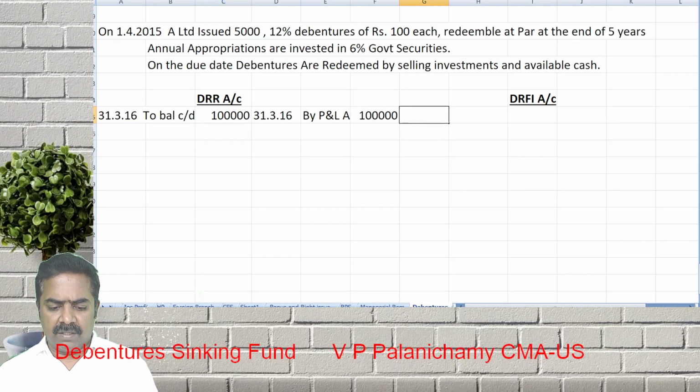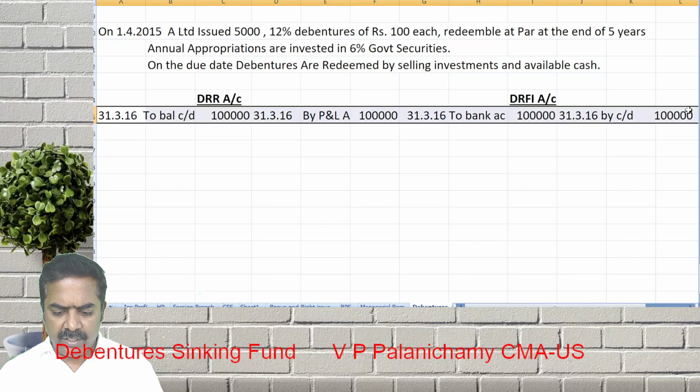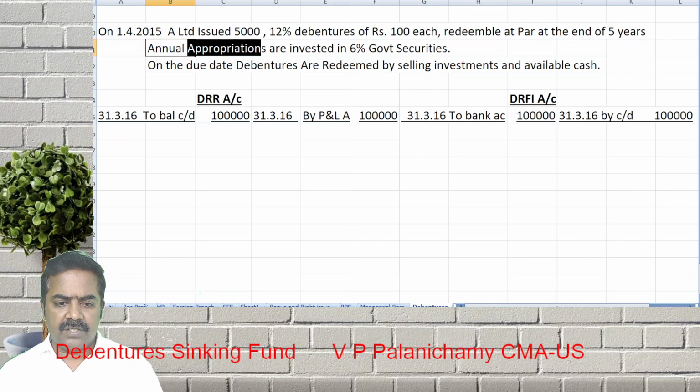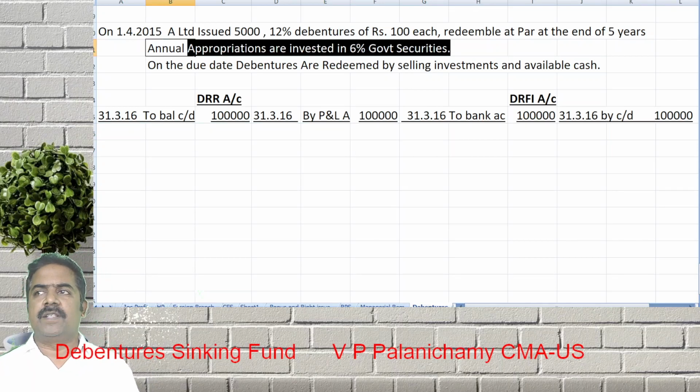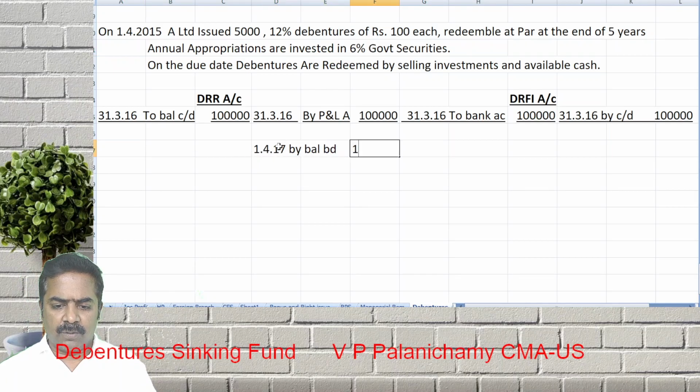Of course you have to invest the money. What is the entry for investment? On 31/3/2016 you will make the investment, right? To bank account, how much will we invest? 1 lakh you will invest. That will be carried over. 31/3/2016 by balance carried down, 1 lakh. Since the wordings are clearly used, what have they given? Annual appropriations are invested in 6% government securities. Since the wording is clearly used, we are investing only appropriations. So in the second year, 1/4/2017 by balance brought down will be 1 lakh.